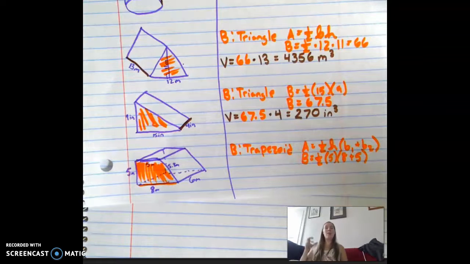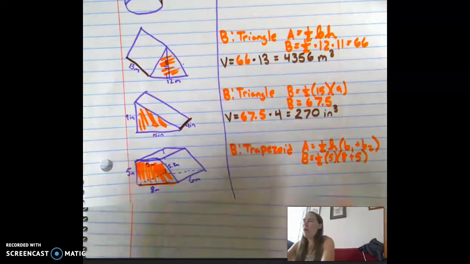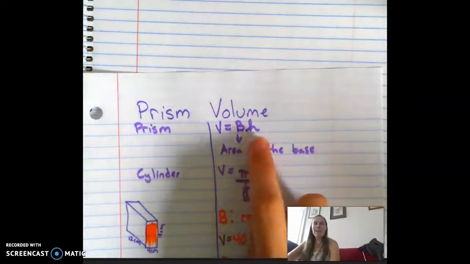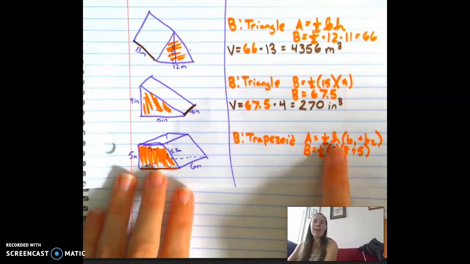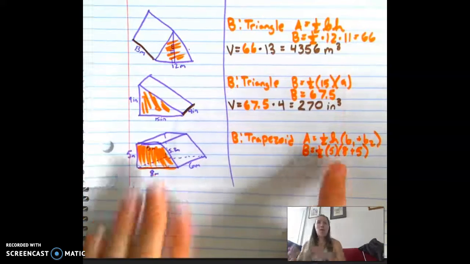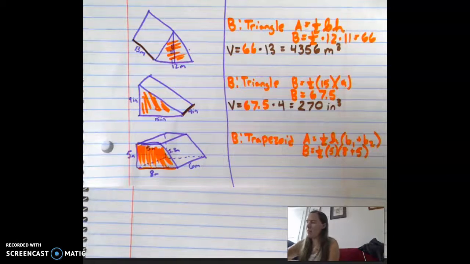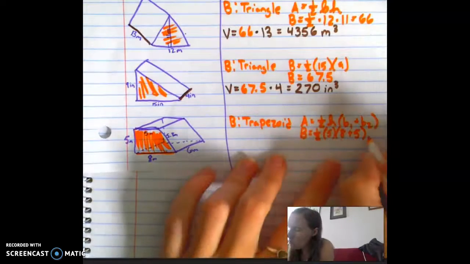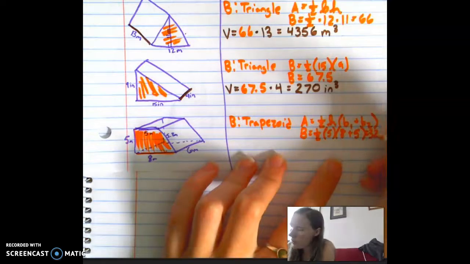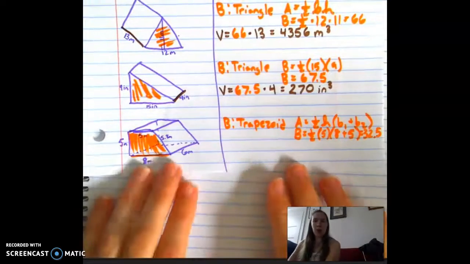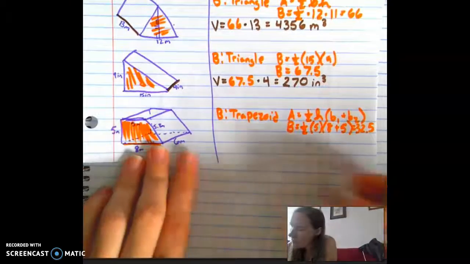So the reason I always find my big B first is so I don't get confused. Because later in the volume formula, we have that height there. But notice we have height in all these formulas as well. So by separating each thing, it helps us so we don't get confused with what's what. So you want to put that in your calculator. And you should get the big B to be 32.5.